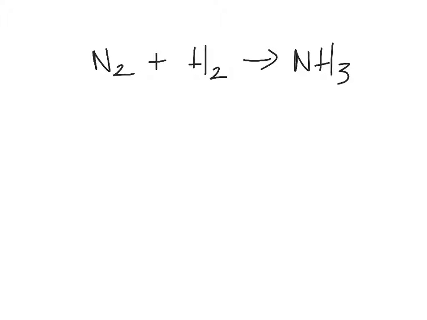This is a very popular reaction. You'll see it a lot in grade 12. And this is one way that we produce a lot of ammonia, which then gets used in a lot of different products. So this is one of the biggest produced chemicals. So, balance it.